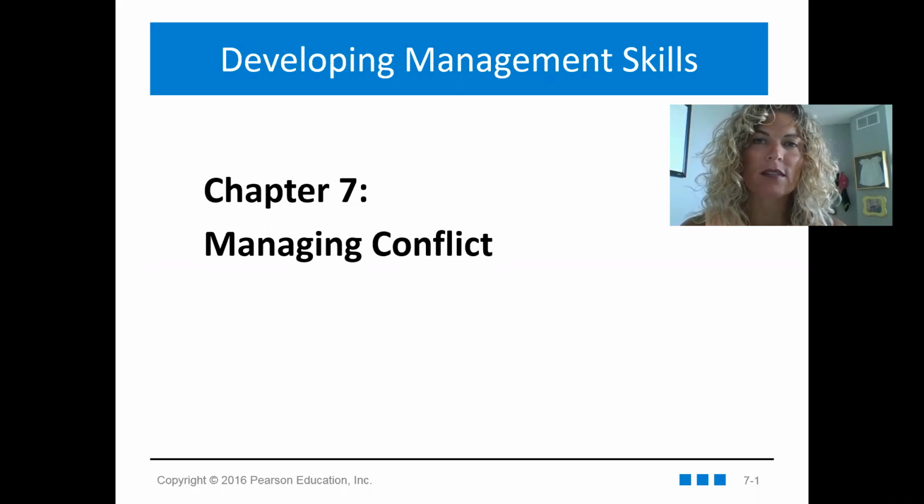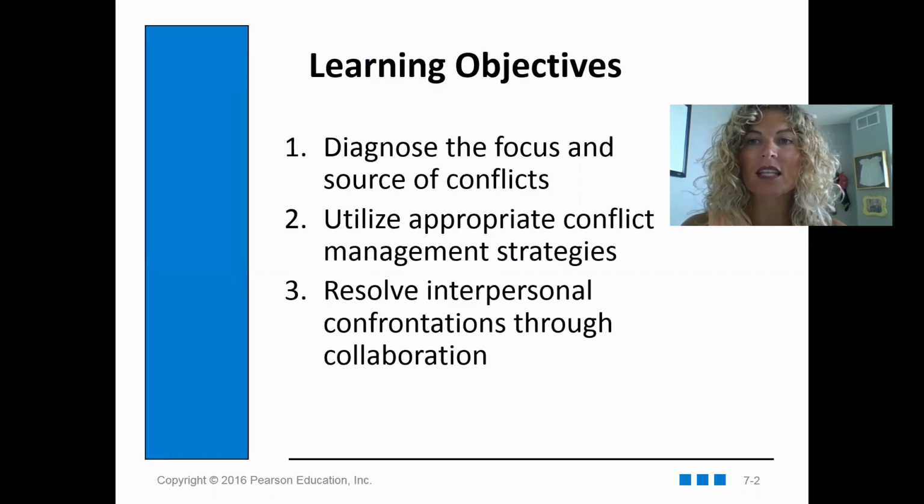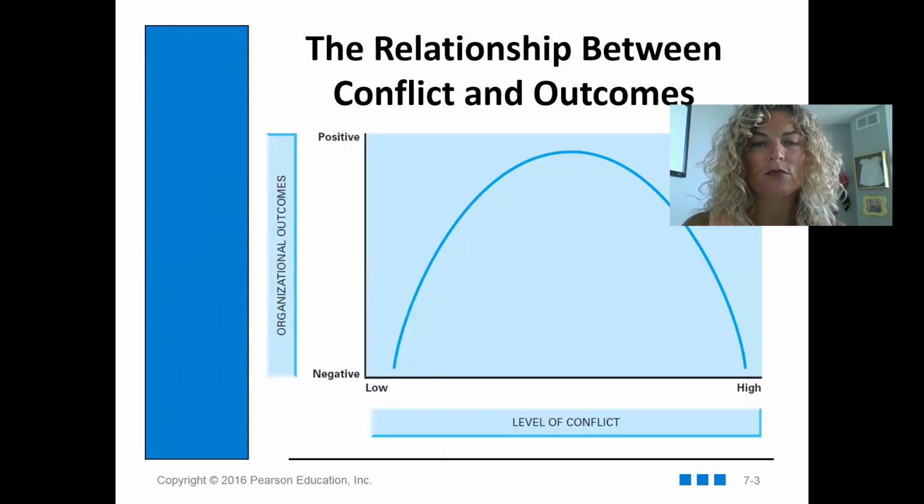Today we're going to talk about Chapter 7 and how to manage conflict. I'm going to break this chapter into two separate lectures. This first one's going to be pretty brief, just setting the stage for conflict and looking at the different sources of conflict. The next lecture will look at learning objectives 2 and 3, the different strategies we can use to resolve conflict, and then look more in depth at a specific strategy called collaboration.